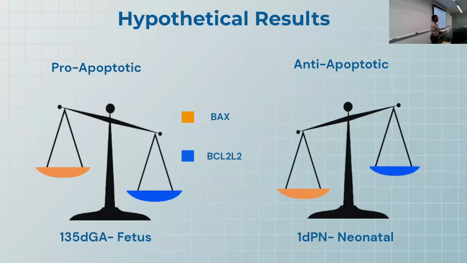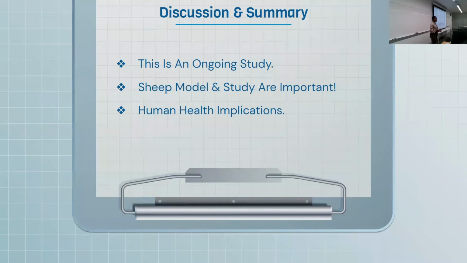This is a result in which we are hoping for. My hypothesis would conclude that the balance is tipped towards pro-apoptotic expression before birth, leading to cellular loss, and after birth, the balance tips towards anti-apoptotic expression, conserving that cellular population. This is an ongoing study. We are continuing to analyze the preliminary data of BAX and BCL2 like 2.